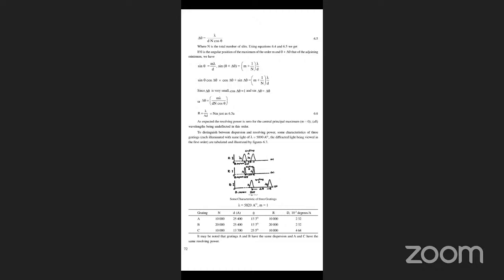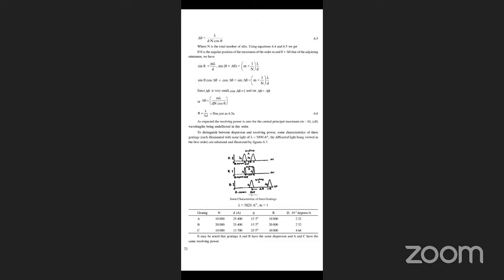When delta theta is very small, cos delta theta is nearly equal to 1 and sine delta theta is equal to delta theta. Substituting these values in the above equation, we have delta theta equals m lambda by d N cos theta. This gives R equals lambda by delta lambda equals N m, just as in the above equation. Therefore, R equals lambda by delta lambda is the formula for the resolving power of a grating.